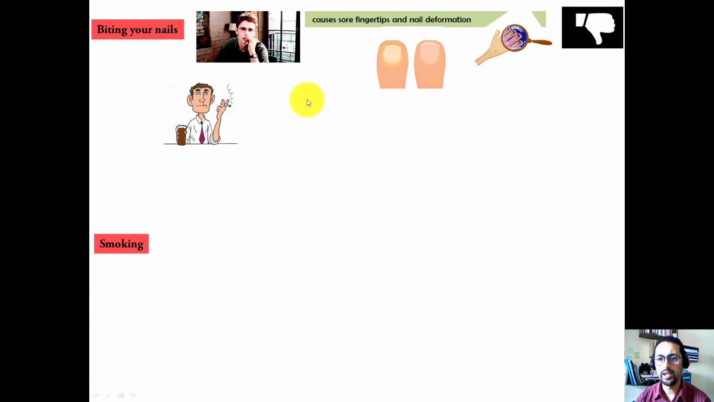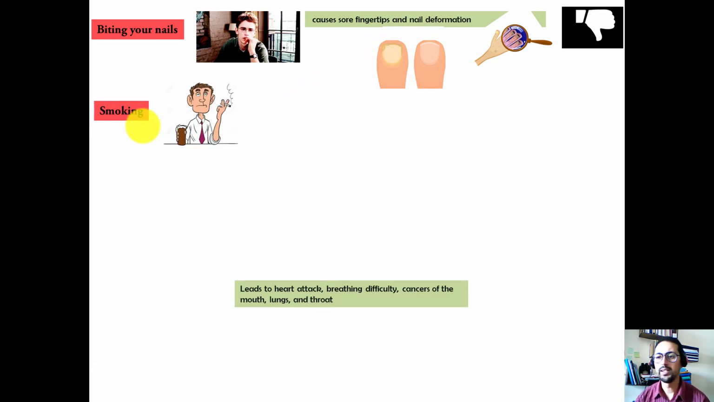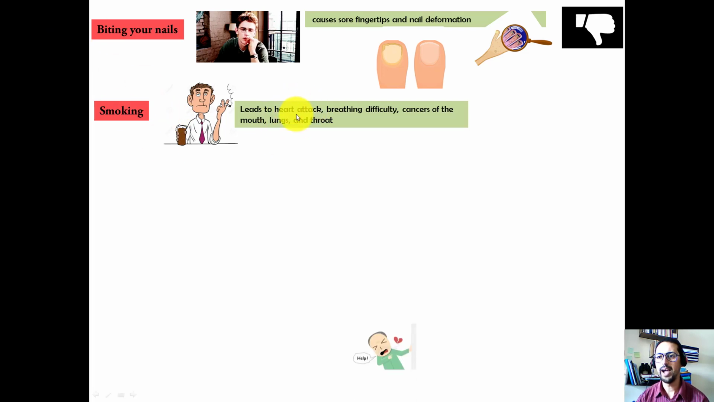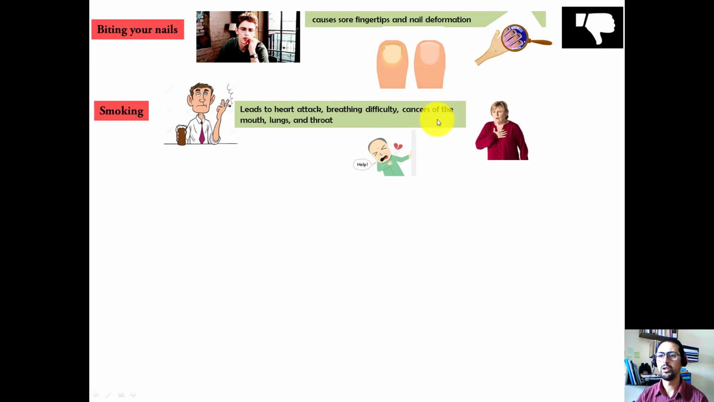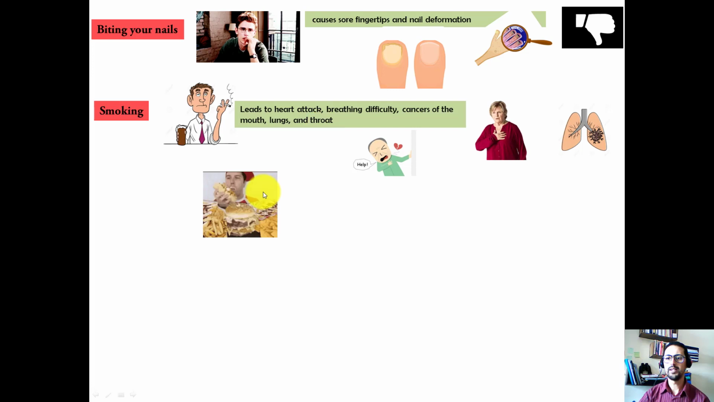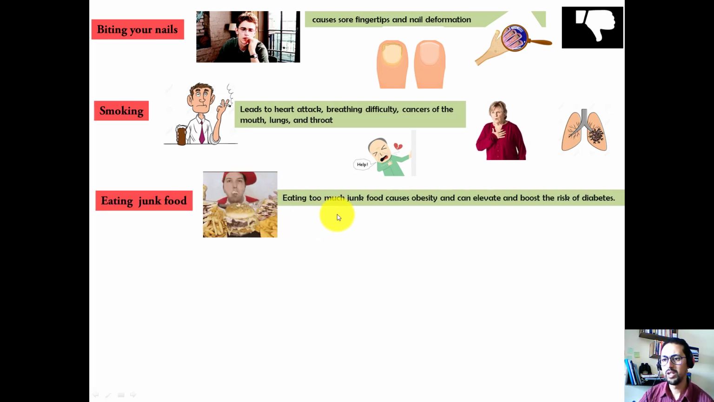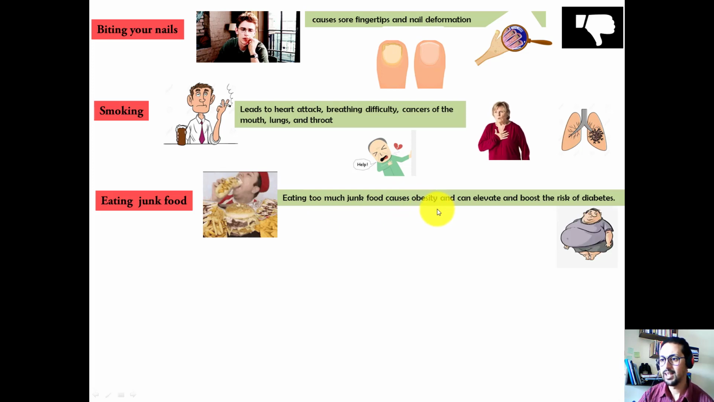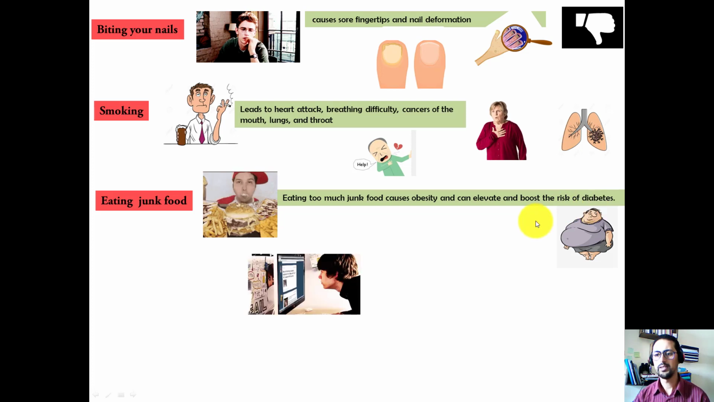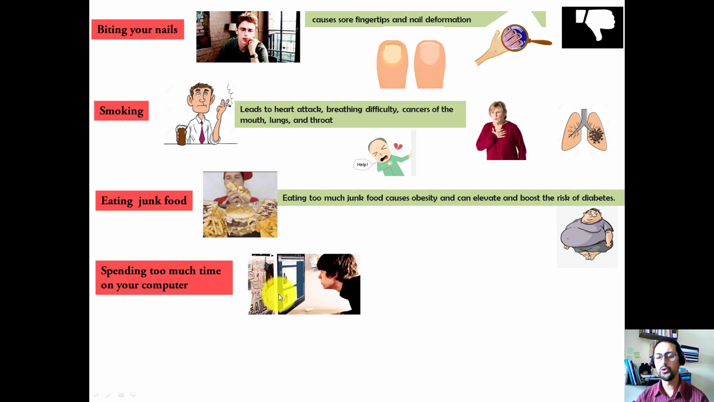Next, smoking. We all know that smoking leads to heart attack, breathing difficulty, cancers of the mouth, lungs, and throat. Next, eating a lot of junk food or a lot of fast food. We all know that eating a lot of junk food and fast food causes obesity and can elevate and boost the risk of diabetes.